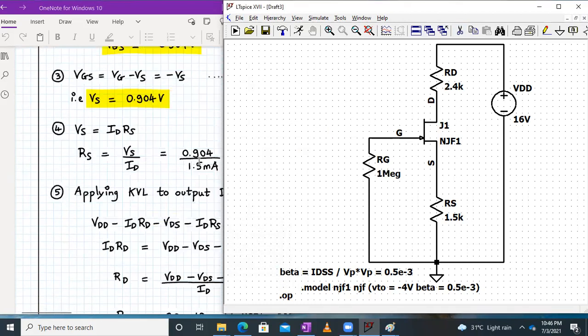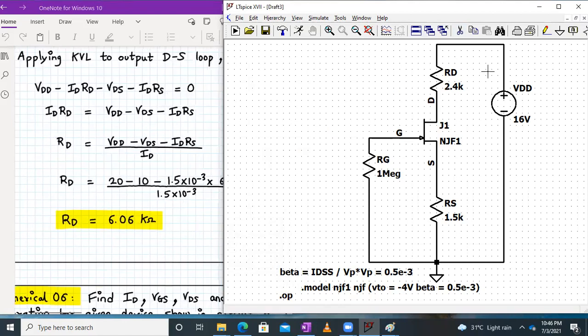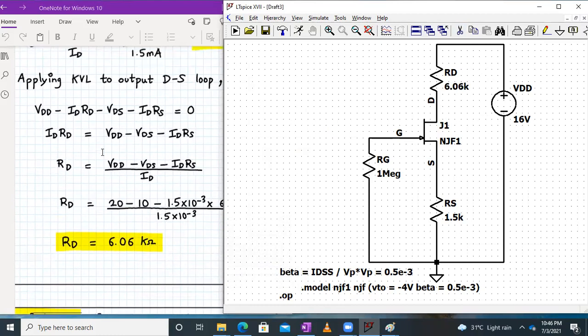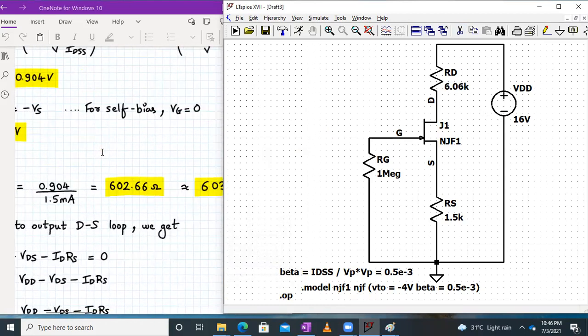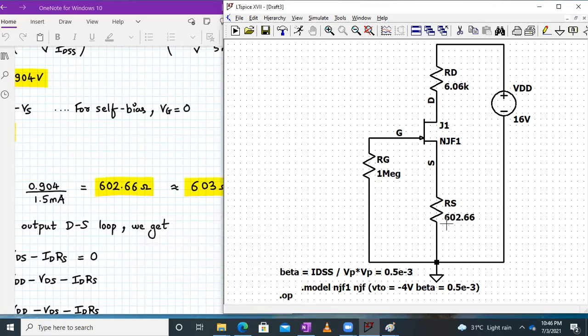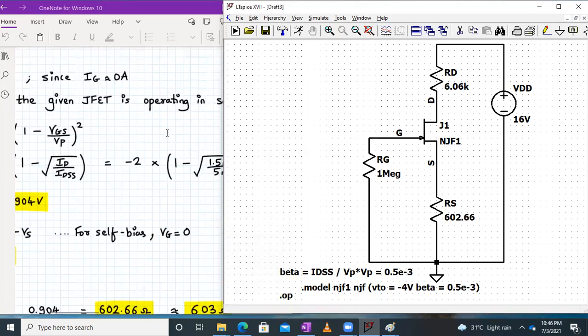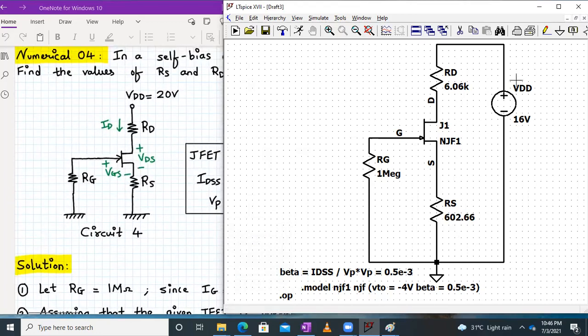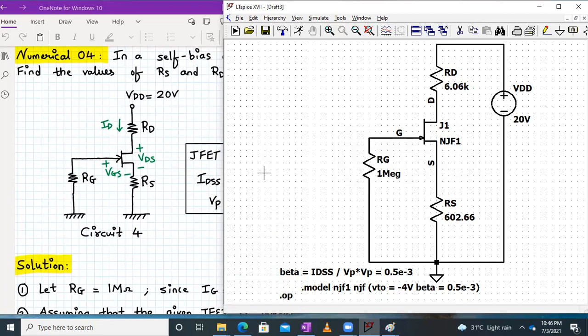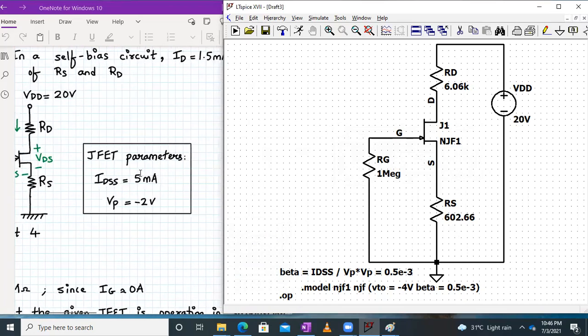RD value, we got it as 6.06, so we'll substitute 6.06 exact value. And RS value came out to be 602.66, so we can substitute decimal points. It's a simulation software, but in reality, we might have to select a nearest standard value. And what is the supply voltage? The supply voltage VDD is 20 volt, and the JFET parameters are different over here.